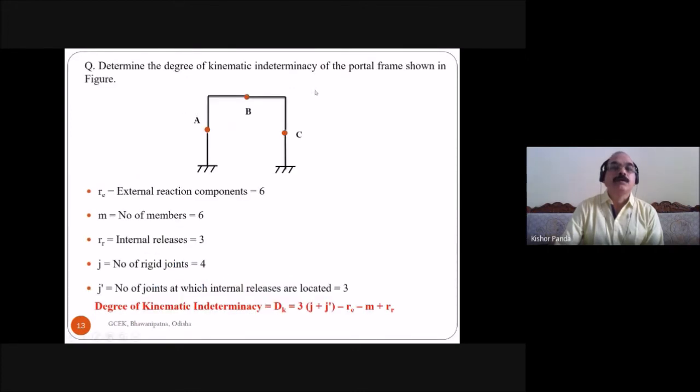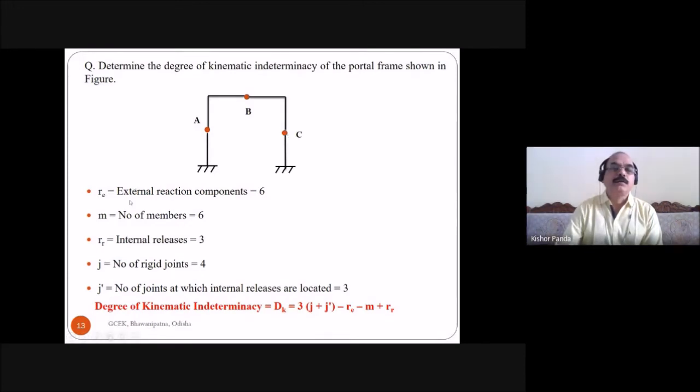Now look at this figure. Find out the degree of kinematic indeterminacy of the portal frame. This is a portal frame. Here you see this is a fixed end and this is a fixed end. And these are the internal hinges. Here one internal hinge, here one internal hinge, here one internal hinge.